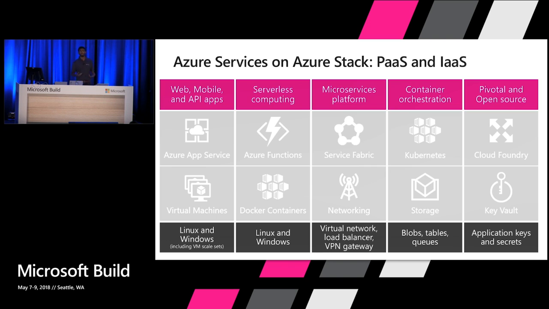And we also have the standard suite of Azure IaaS services. We have virtual machines and virtual scale sets. We treat Linux as a first-class citizen, just like Azure does. We have the ability to provision Docker containers on those VMs automatically. We have a number of networking resources. You have your virtual networks, network security groups, your load balancers, and your VPN gateways. And storage, we have blobs, tables, and queues, the consistent Azure Storage APIs that you're used to. And we have Key Vault for protecting your application's keys and secrets.